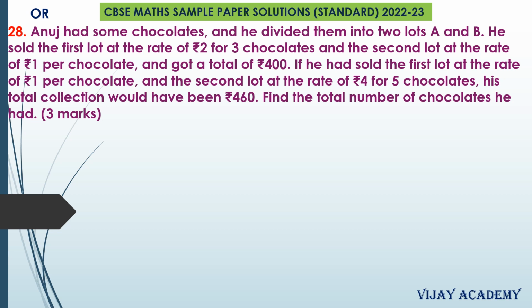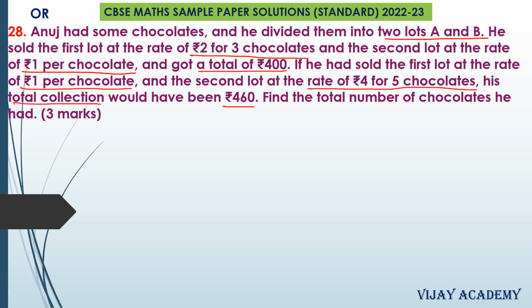So, second part of question number 28. Anuj had some chocolates and he divided them into two lots A and B. He sold the first lot at the rate of rupees 2 per 3 chocolates and the second lot at the rate of rupees 1 per chocolate and got a total of rupees 400. If he had sold the first lot at the rate of rupees 1 per chocolate and the second lot at the rate of rupees 4 for 5 chocolates, his total collection would have been rupees 460. Find the total number of chocolates he had.